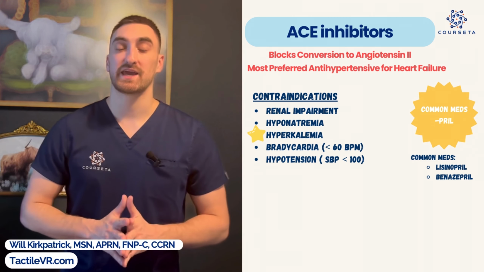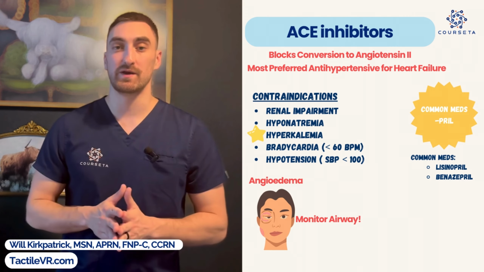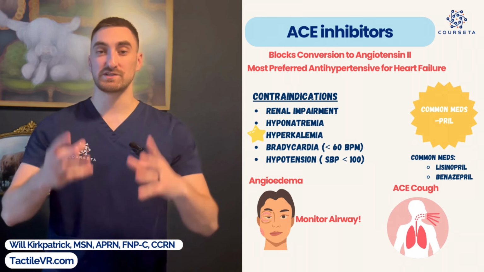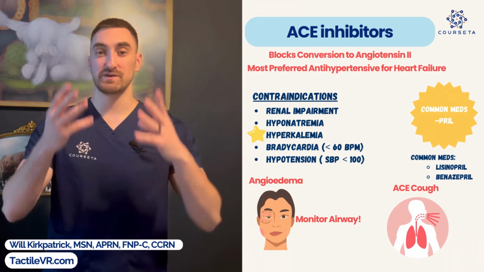Now, ACE inhibitors can cause something called angioedema or something called the ACE cough. Angioedema is the swelling of the face, especially the tongue, which compromises what? The airway. And the ACE cough is another adverse effect that causes a chronic cough, and it's very bothersome to a lot of patients.